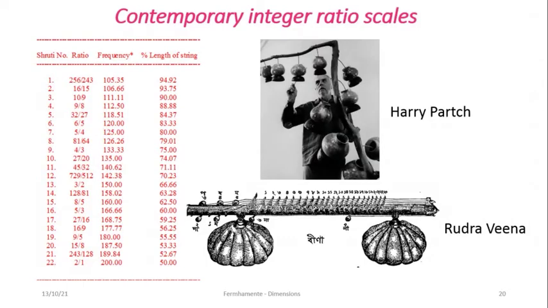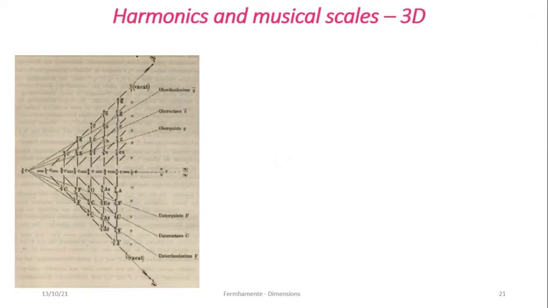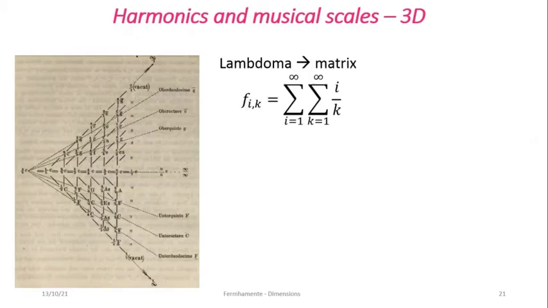An example from the 20th century for the use of integer ratio scales is the music by Harry Partch, who also used to build his own instruments. Here we can see an illustration of a lambdoma by Albert von Thimus, who explored harmonics in the 19th century. The integer ratios used in the previous musical scales are all part of an infinite integer ratio matrix, which is sometimes also called lambdoma.